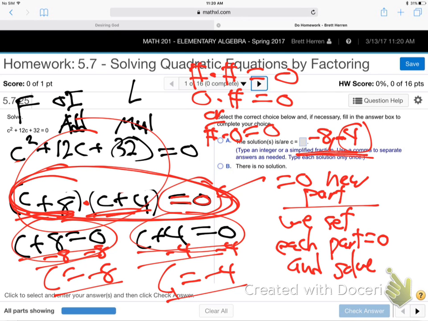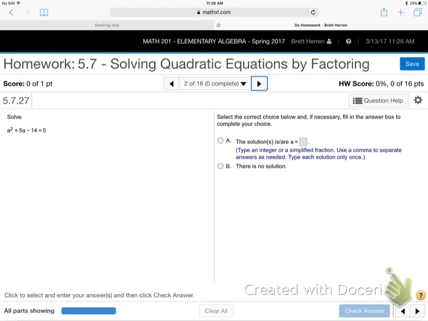Shall we try? Let's see. So there's number 2: a squared plus 5a minus 14 equals 0. The new part is the equal 0. So do the parentheses like we normally do.